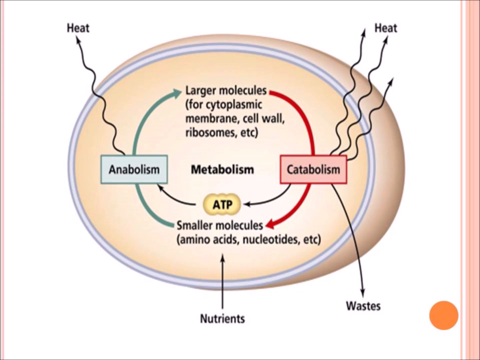Metabolism of protein means the constructive and destructive process of protein. Protein undergoes metabolism in two ways. One is called catabolism, meaning breakdown of protein molecules, otherwise called the destructive process, which releases energy. The other one is anabolism, the constructive process which utilizes energy and produces larger molecules for cytoplasmic membrane, cell wall, ribosomes, etc.